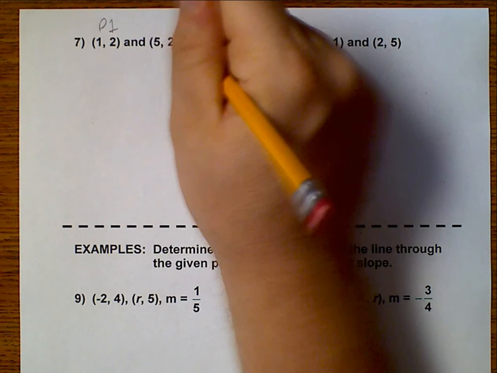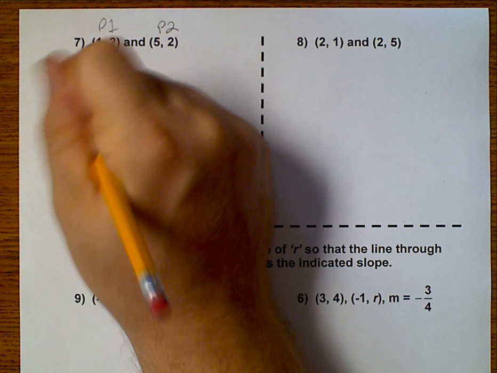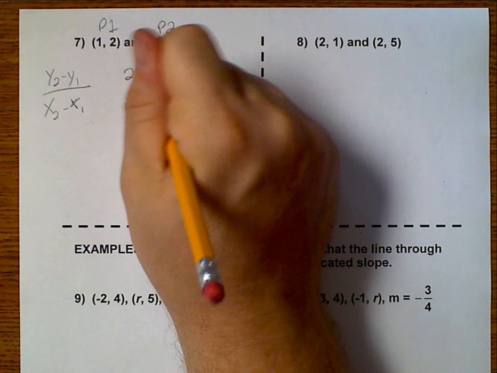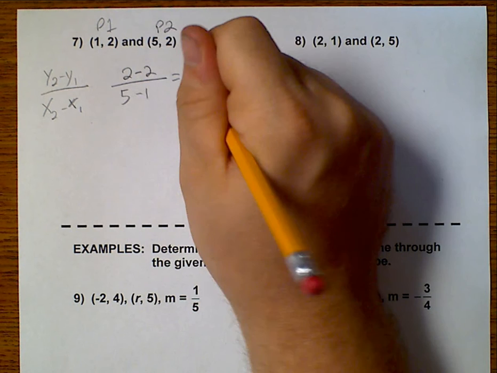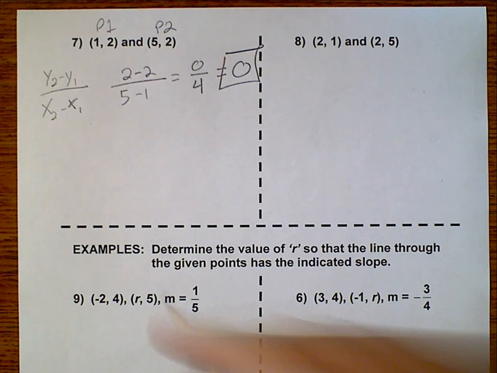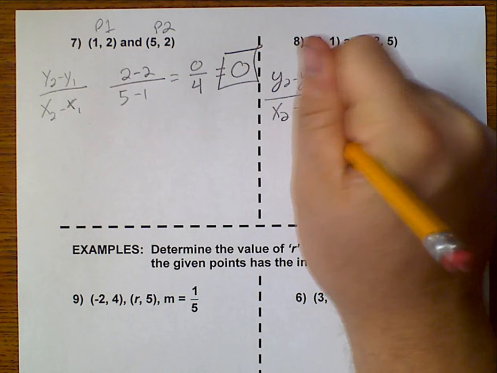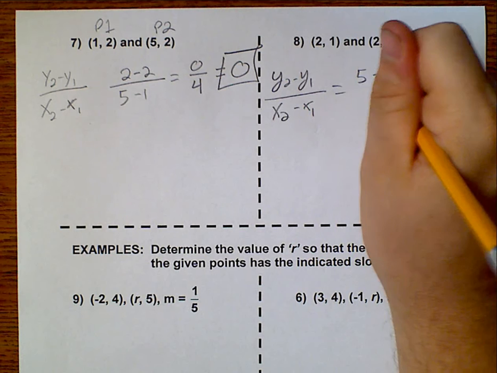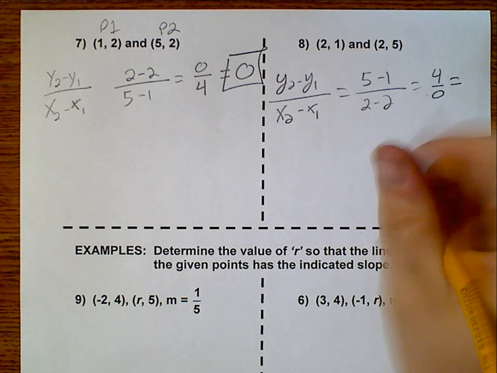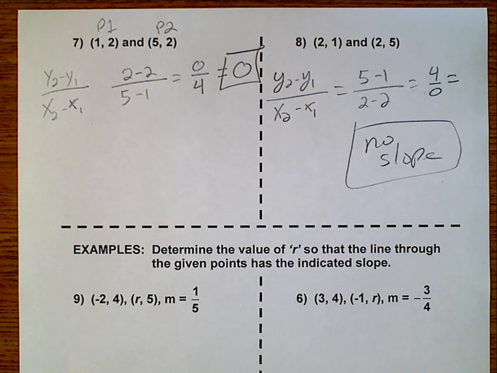Point 1, point 2. So y2 minus y1 over x2 minus x1. So we have 2 minus 2 over 5 minus 1, which gives us 0 over 4, which is just 0. And over here, y2 minus y1 over x2 minus x1 equals 5 minus 1 over 2 minus 2, which is 4 over 0, which is no slope, because I cannot divide by 0.